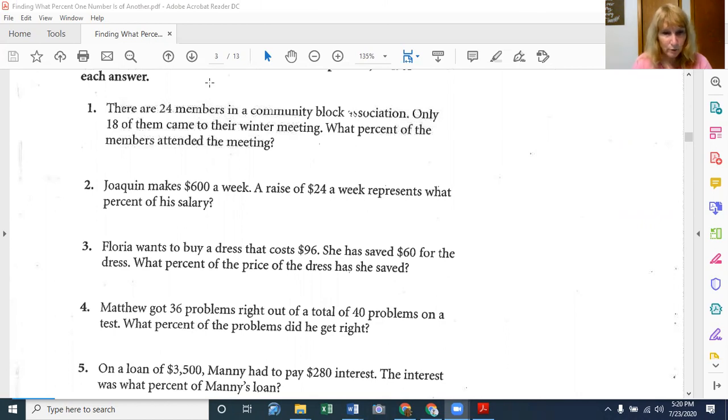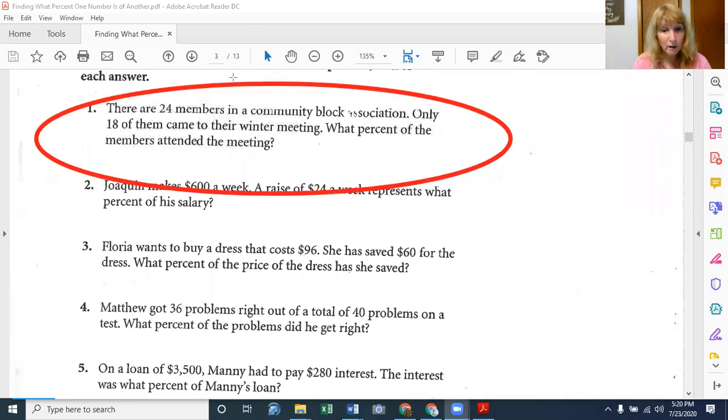So let's do the first one. There are 24 members in a community block association. Only 18 of them came to their winter meeting. What percent of the members attended the meeting? So in this case, we're going to do part over whole. Kind of have to think about it a little bit more with the word problems, which is my part, which is my whole. We know we're looking for what?